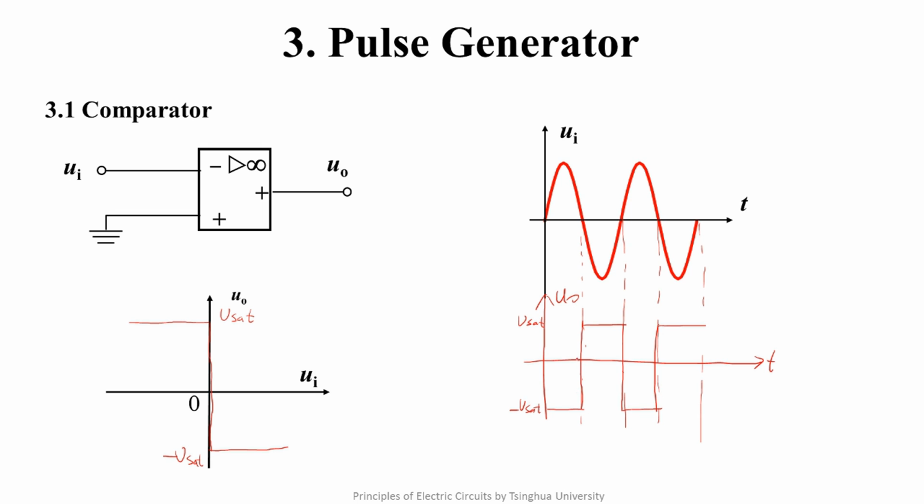Because of the function of the comparator, we can easily test whether the input signal is positive or negative. We still need to point out that since the non-inverting input connects to the ground, the output polarity is opposite to the input polarity.